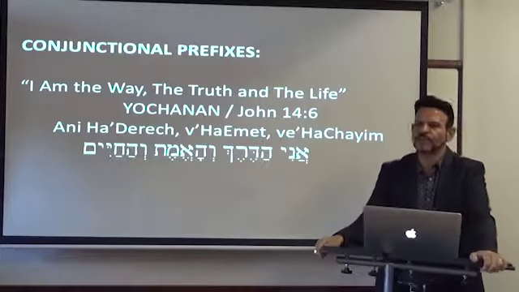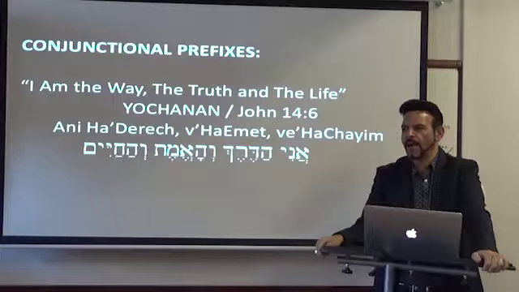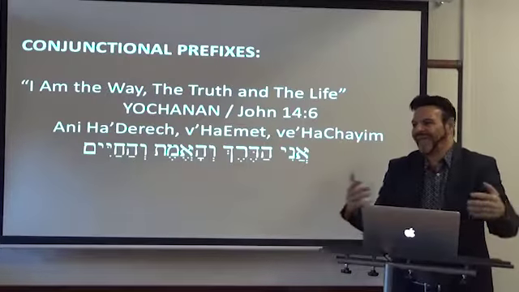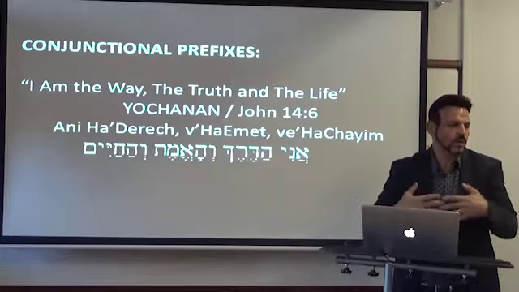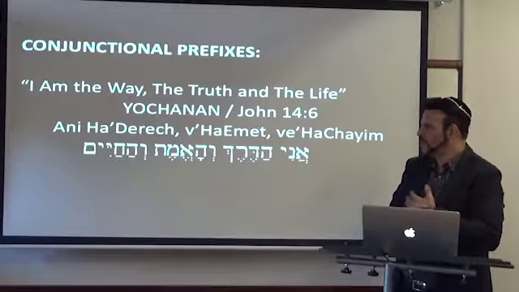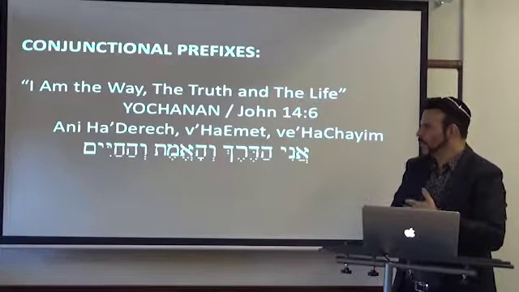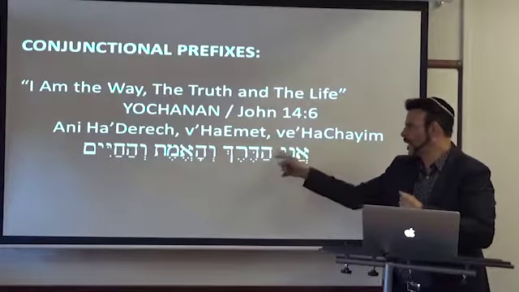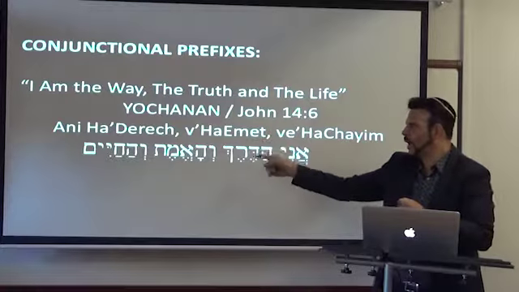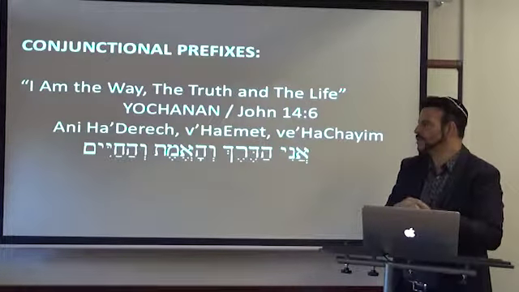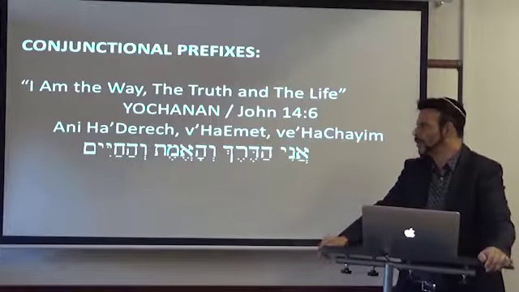Does anybody remember the pictograph of the Vav? Hook. Hook, very good. So we have a hook, which is "and," a conjunction that hooks two things together. If we're trying to hook two words together, we put the Vav on the second word. So here we have haderek ve'haemet, and the truth, and the life. We're hooking them together by that Vav.